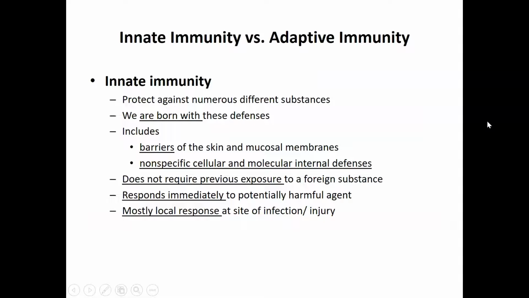Innate immunity is things that you're born with that are natural defenses, and they include barriers such as skin and mucosal membranes and nonspecific internal molecular defenses or cellular defenses. Innate immunity, as I mentioned in the introductory video, doesn't require previous exposure. It responds immediately, basically with a similar response every time, and it's mostly a local response at a site of infection.